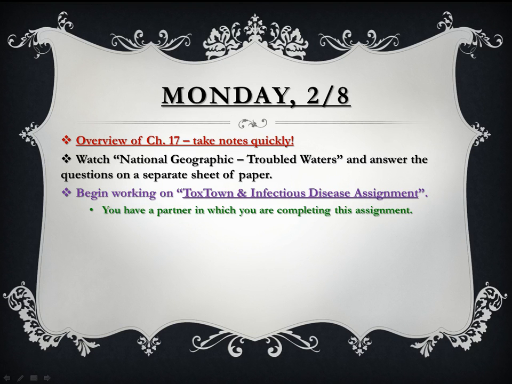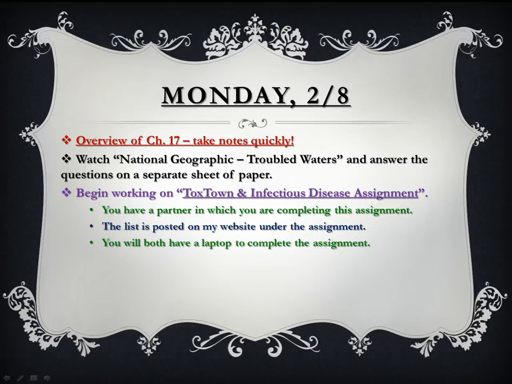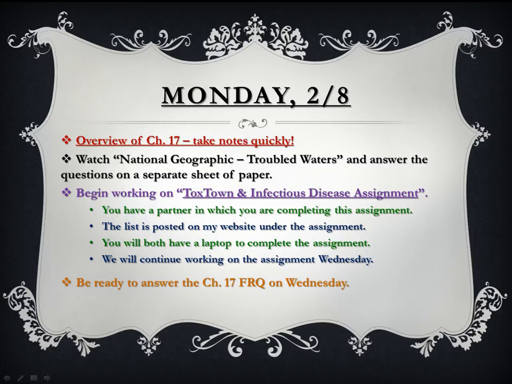You're going to be working on this with a partner, and I have listed the partners on my website just beneath the assignment. A handout will also be given to you with the information about the Toxtown and Infectious Disease portion of the assignment. So you will both have a laptop in order to complete this assignment. We will continue working on this on Wednesday, so if you don't have a lot of time to work on it today, you will be working on it again on Wednesday when I return. Be ready at the start of class on Wednesday to answer the Chapter 17 FRQ.